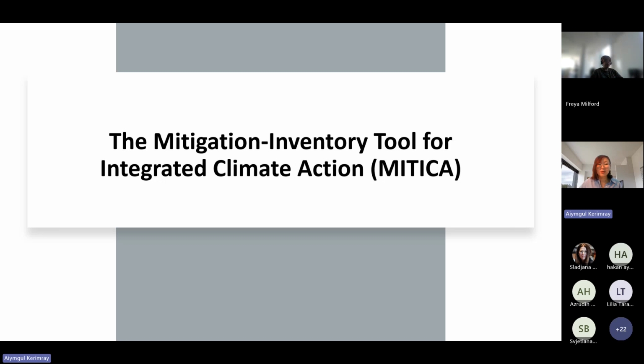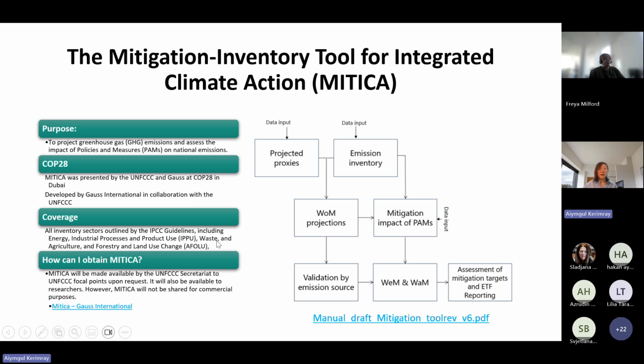So going into more detail on each modeling tool, I would like to give you a bit of an overview of the Mitigation Inventory Tool for Integrated Climate Action, which is briefly called MITICA. The MITICA tool is used to project emissions and assess the impact of policies and measures on national emissions. It was recently developed, so it was presented at COP28 in Dubai. It was developed by Gauss International in collaboration with the UNFCCC. So it's a pretty recent tool compared to LEAP, GASMO, and TIMES, which were developed many years ago.